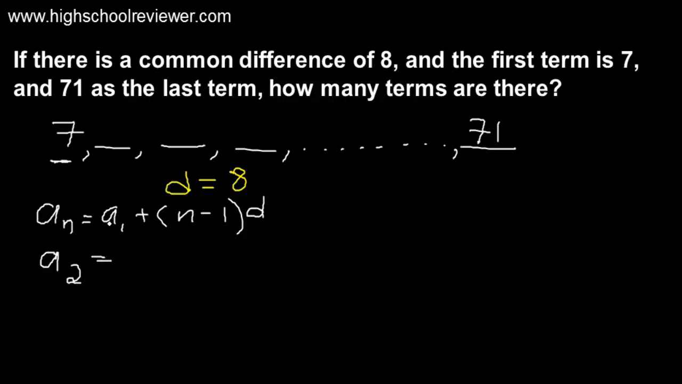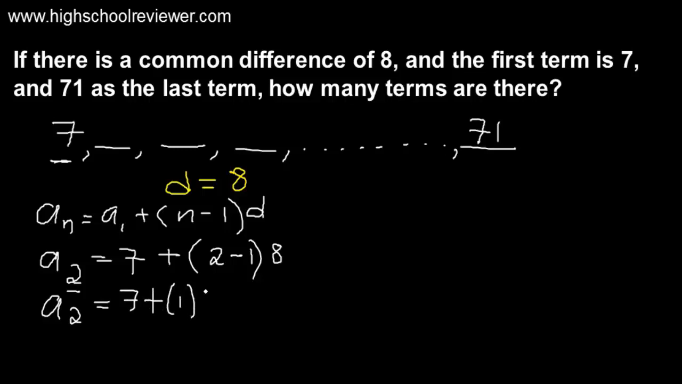A sub 2 will be equal to the value of a sub 1, which is 7, plus our n here, which is positive 2, minus 1 multiplied by D, which is positive 8. Our a sub 2 here is equal to 7 plus 2 minus 1 is 1 multiplied by 8. So this will be 7 plus 8, that is 15. Okay, so our a sub 2 is positive 15.